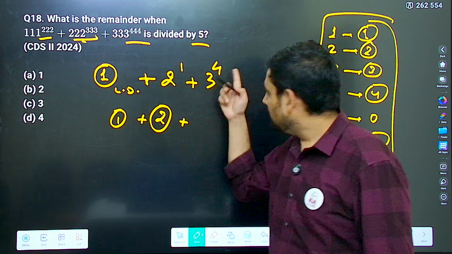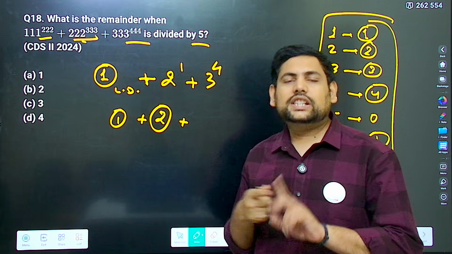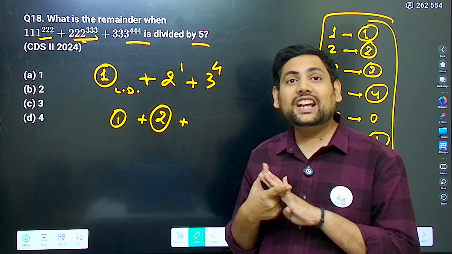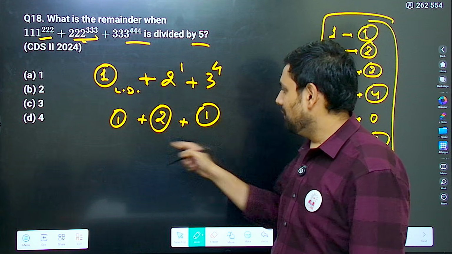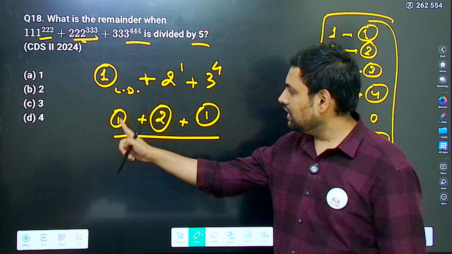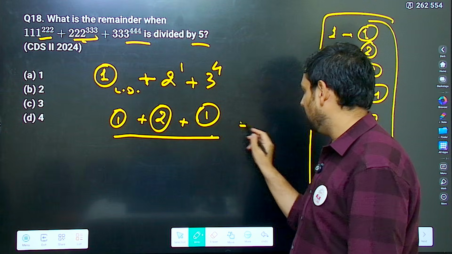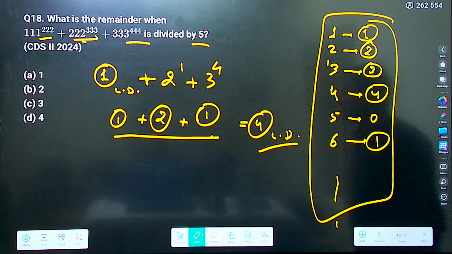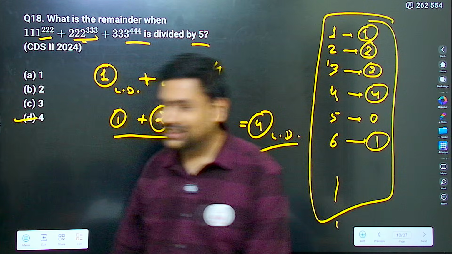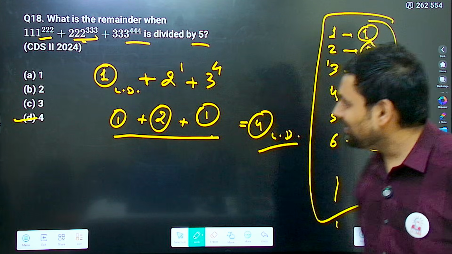2 power 1. 3 power 4 is what? 3 threes are 9, 9 threes are 27, 27 threes are 81. What is the last digit? 1 itself. So if you add all the last digits, 1 plus 2 is 3, 3 plus 1 is 4. So 4 is the last digit. What is the remainder? For 4 you get the remainder. D becomes the answer. Very cute question.